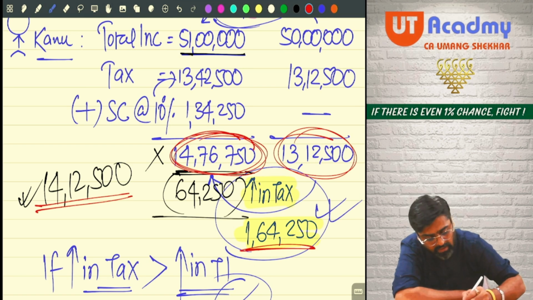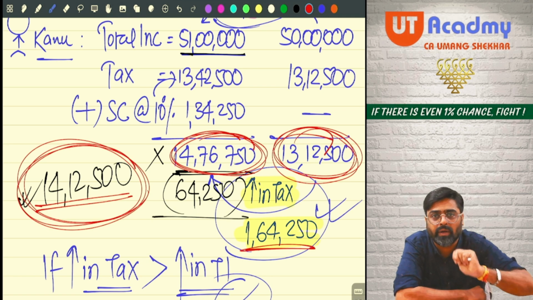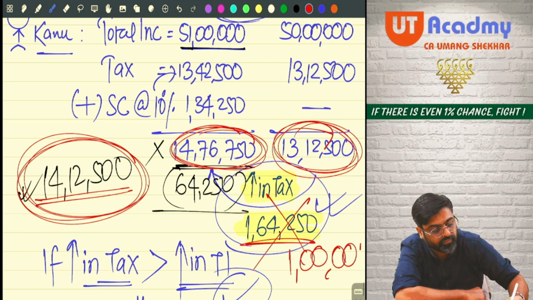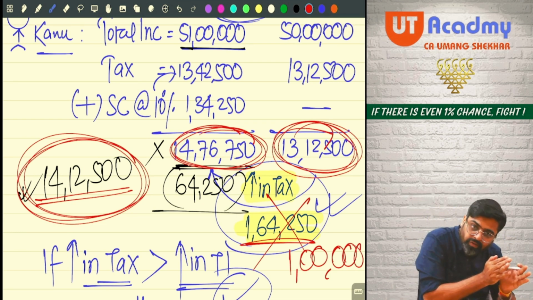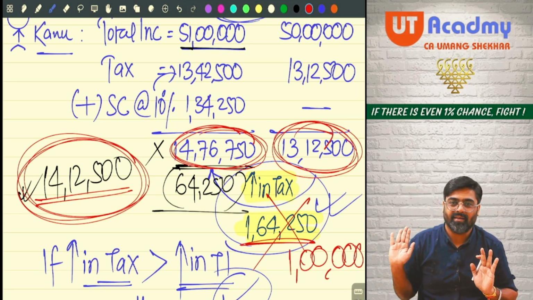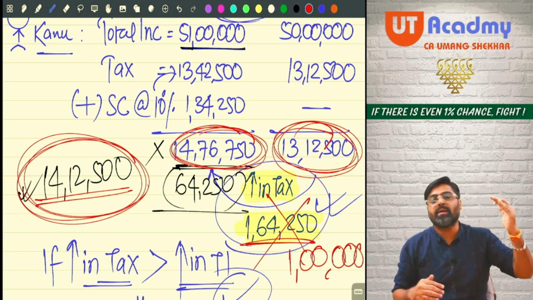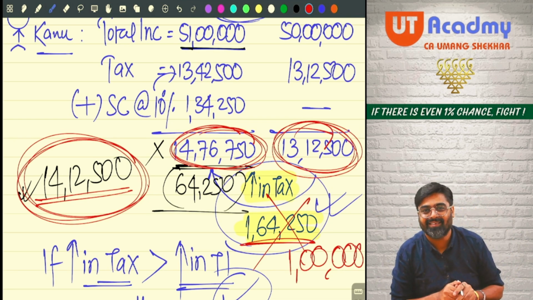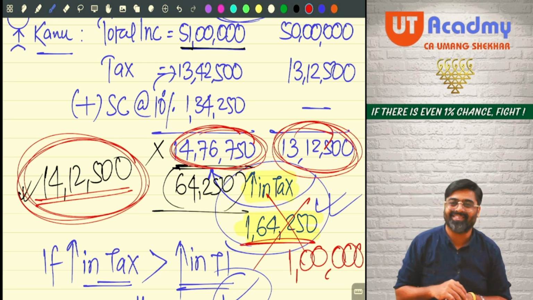Now can you calculate the difference between 14,12,500 and 13,12,500? Can you calculate the difference? Now the difference will not be 1,64,250. Now the difference will be 1 lakh. So your increase in tax will also be up to 1 lakh only. It will not be more than 1 lakh. If your total income is increasing by 1 lakh, your tax will not increase by more than 1 lakh. Your tax will also be increasing by 1 lakh rupees only.